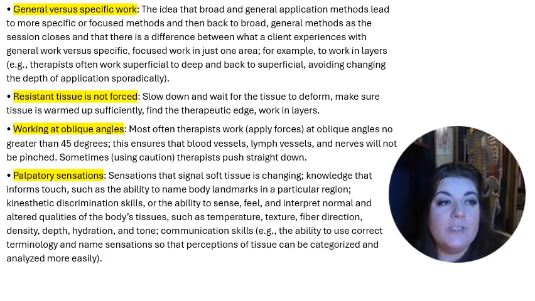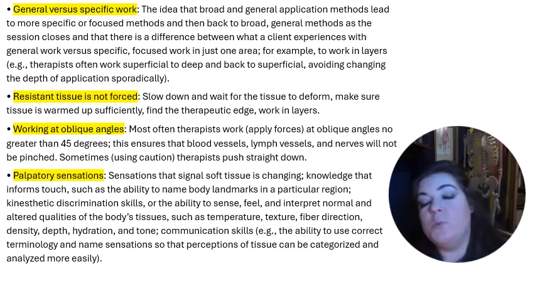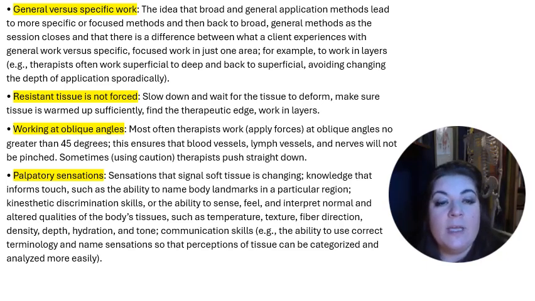General versus specific work. This is the idea that broad and general application methods begin, soften, and warm the tissue. These are our long effleurage strokes. We're warming up everything in the area, leading to more specific work, whether that's some neuromuscular or some trigger point therapy. And then we go back to general and make nice with the area.